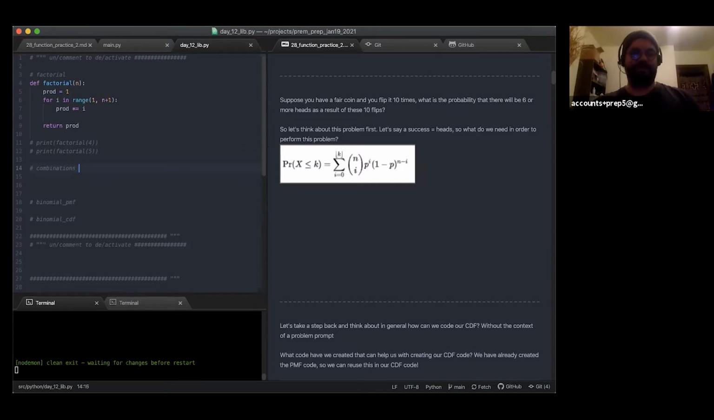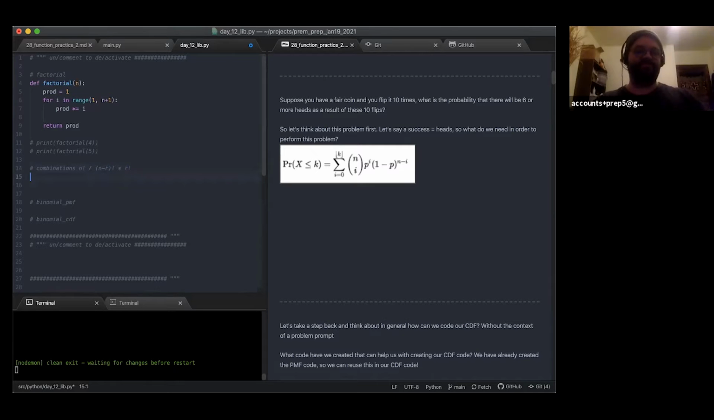So n factorial over n minus k factorial times k factorial. Excuse me, I should call this r. It's a bad habit that I call that k. I should really call it r. Not that it really matters, I guess.